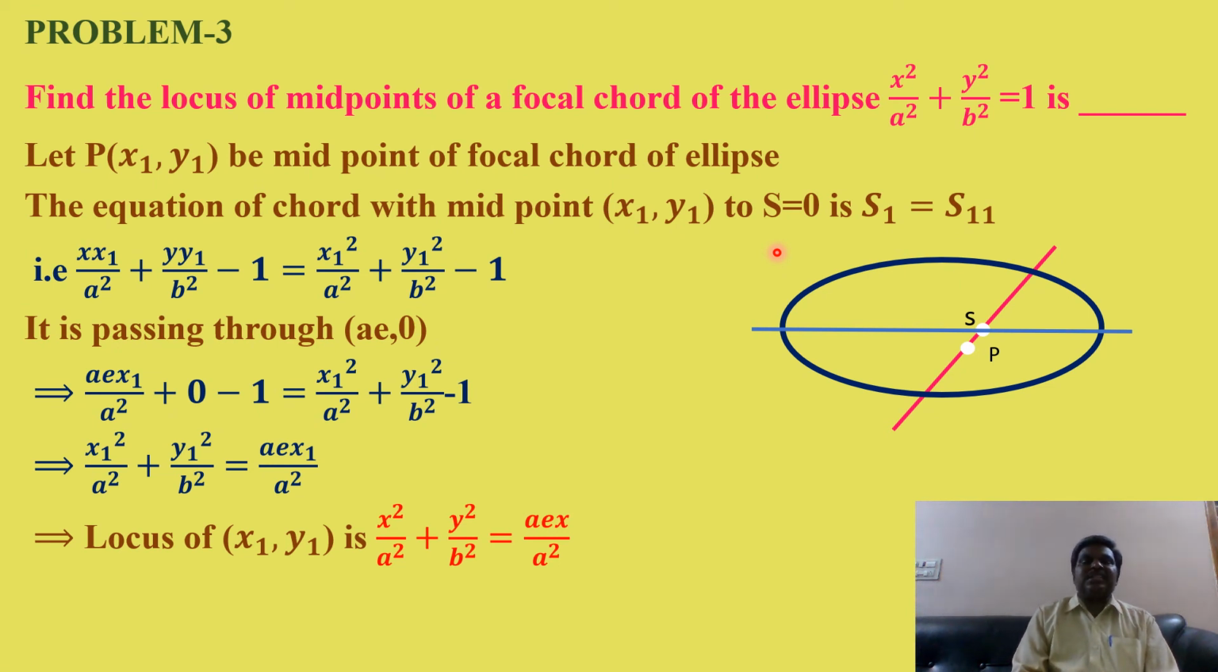This is the way to find out the locus of midpoint of chords of the ellipse. In this manner, with the help of the chord with midpoint, that is S1 equals S11, we can do some of the problems. Understand? This is the concept. Thank you very much.